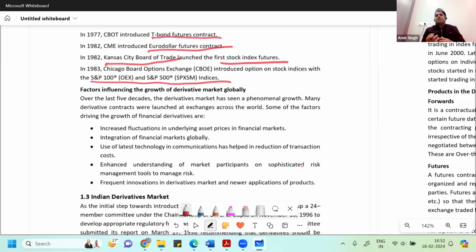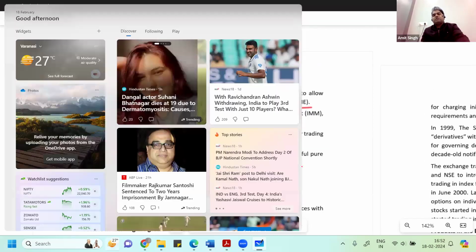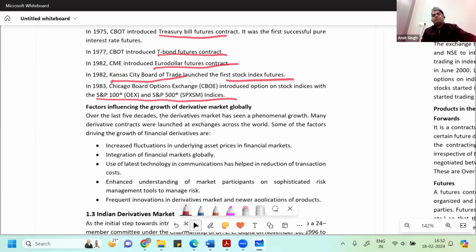From currency futures it went to crude futures, crude options, and then it went further where equity derivatives in the name of index futures, index options, stock futures, stock options were introduced in the world. So I believe you have remembered this chronology. You have to read a little bit about it. If possible, just keep this in mind.